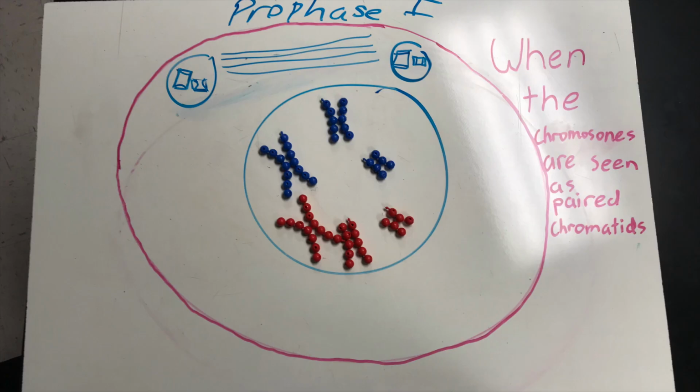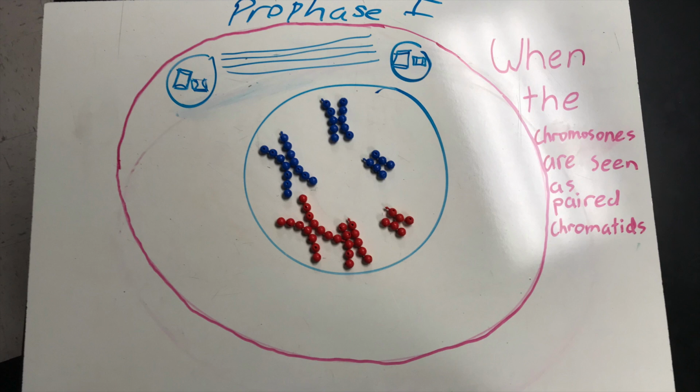Then you have prophase 1. Prophase 1 is when the chromosomes condense and the nuclear envelope breaks down, and then crossing over occurs. This is the exact reason why humans look unique, due to genetic recombination of DNA.